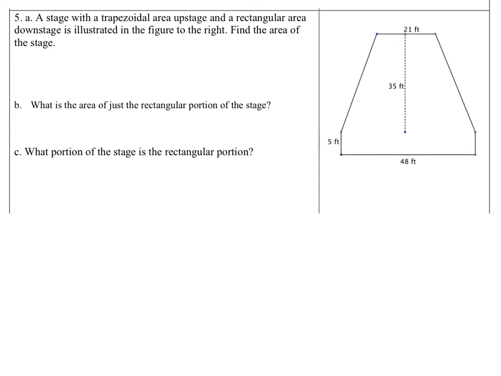5A, a stage with a trapezoidal area upstage, and rectangular area downstage is illustrated in this figure. That's very nice of them. Find the area of the stage.